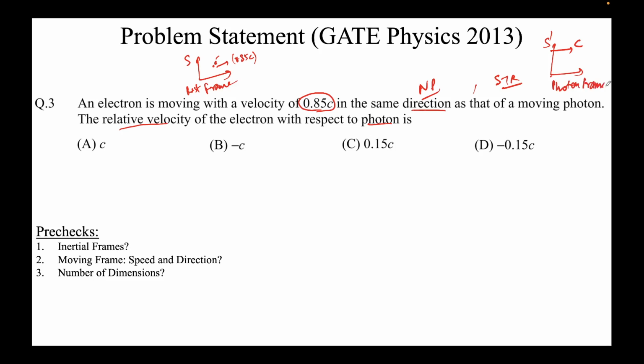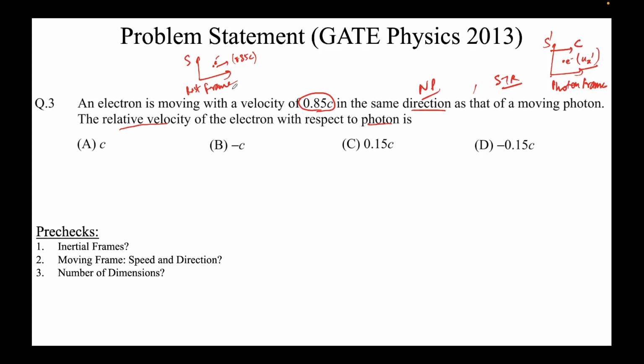Okay. And now we want to know the speed of the electron with respect to the photon. That means the electron will be here somewhere in this frame, and we need to know ux prime. Ux was the velocity in this rest frame. We need to know the velocity of the electron in this new frame.